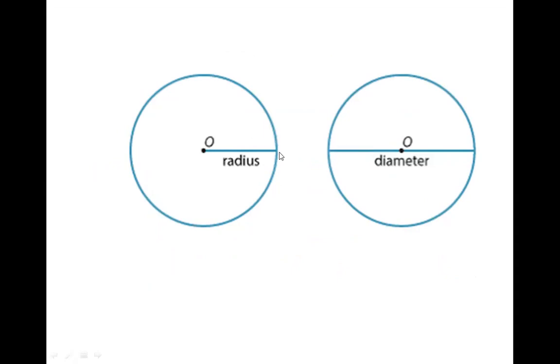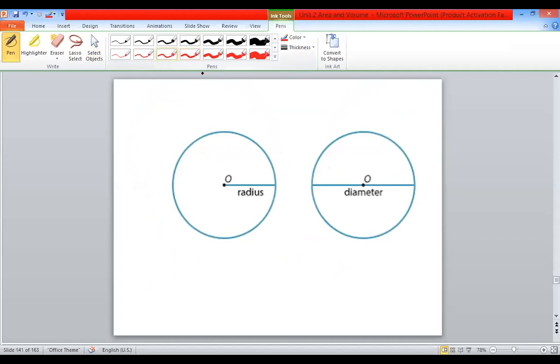Look here, this O to A is a radius. When you draw AB, this full distance is known as diameter.